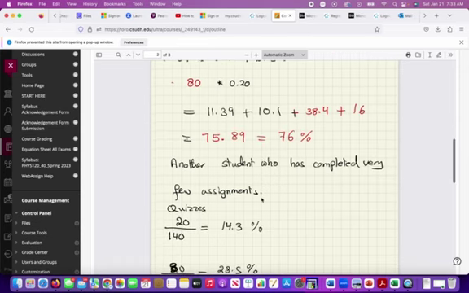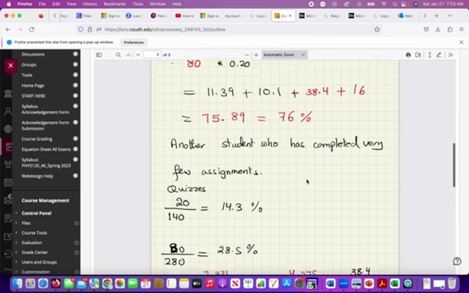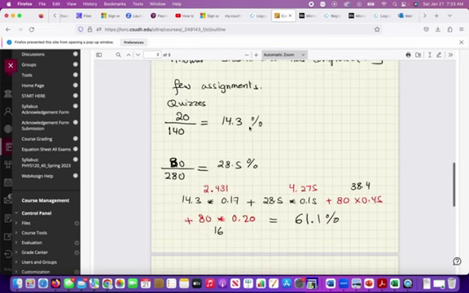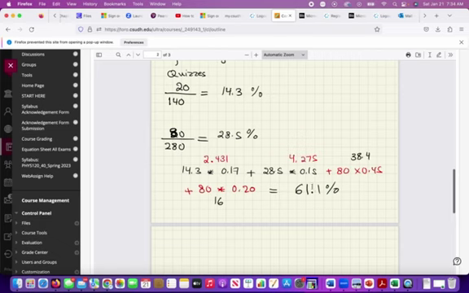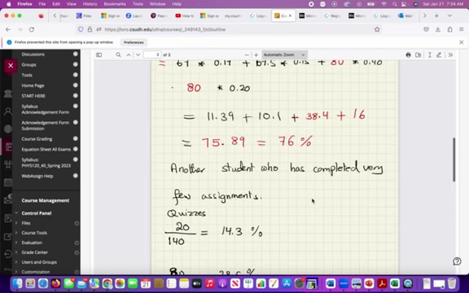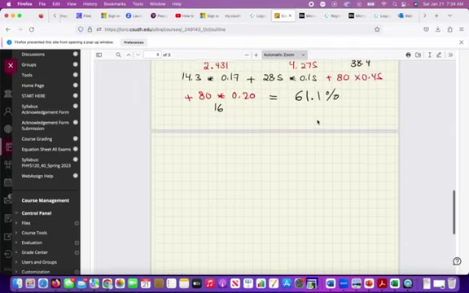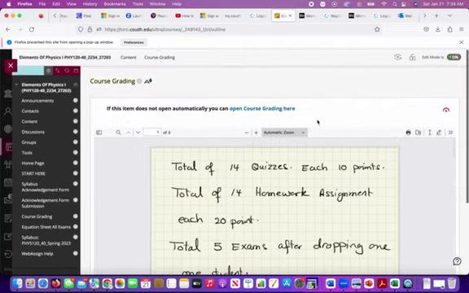All right. Now compare this with another student who has completed very few assignments. Then in quizzes got 14.3% and homework 28.5%. And I'm gonna assume this student was very active in exams. He or she did very well in exams, and in the lab did the same. Look, the grade is gonna drop to 61.1. This student is gonna pass. This one is not gonna pass because of the homework and quizzes.